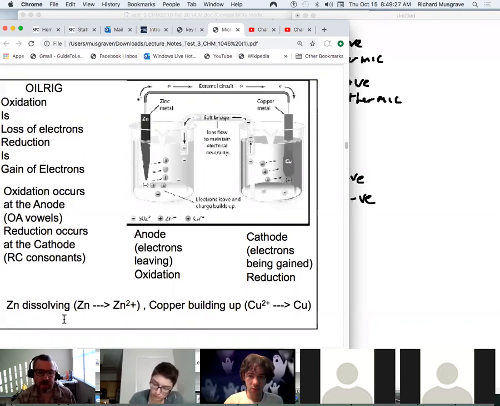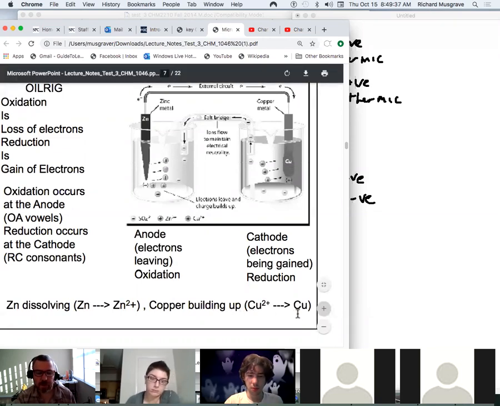Now, when I say zinc is dissolving, what I mean is zinc solid is turning into zinc 2+. And on the other side, copper is building up or plating. Copper 2+ is turning into copper. Does anybody have any questions?